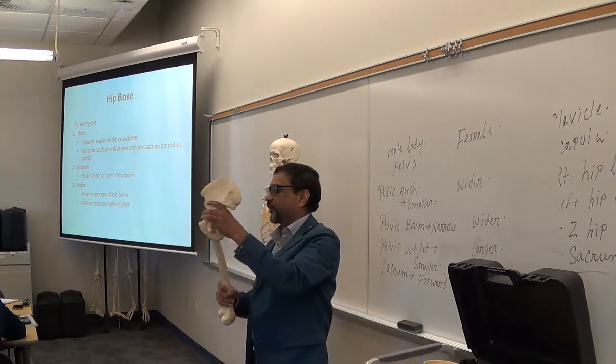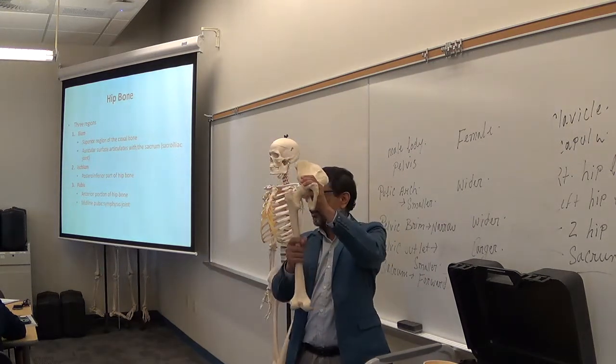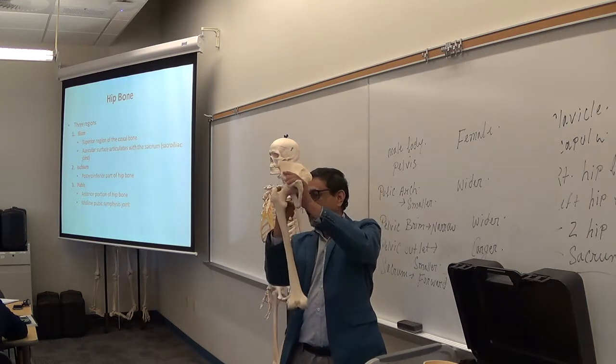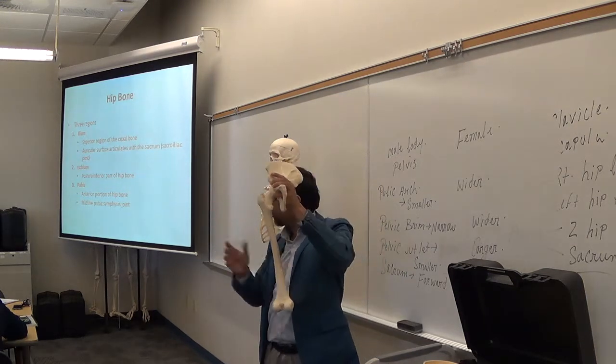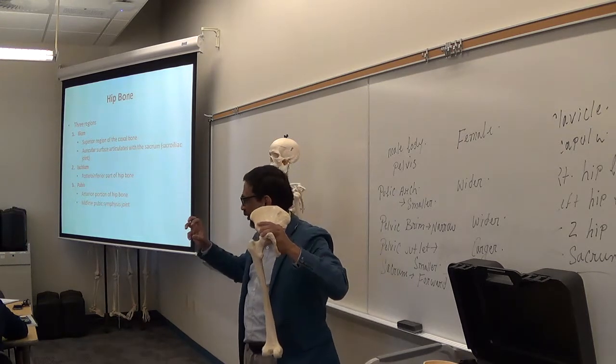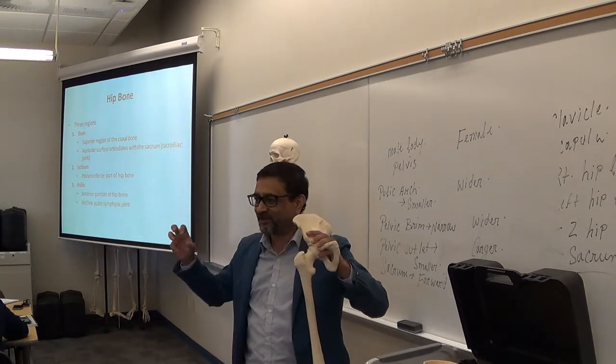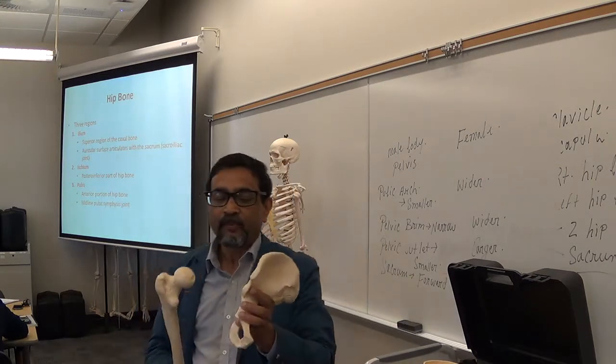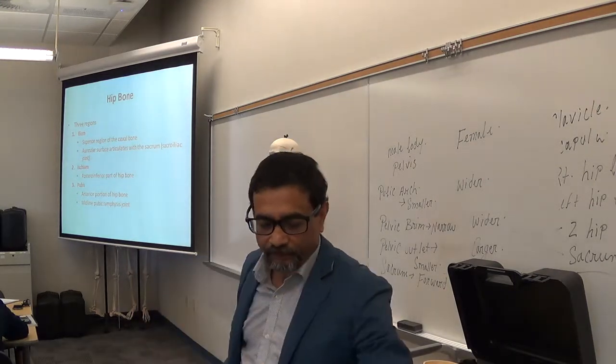This is what? A strong joint. Sometimes, instead of dislocation of the head, what happens? The neck gets fractured, because the head is so strongly secured. Okay, it will not come off easily. So that is the hip joint.